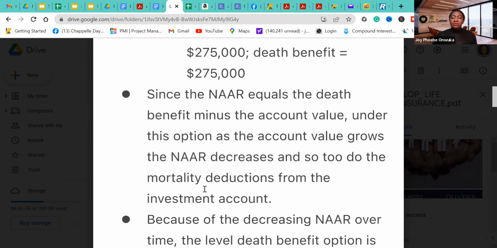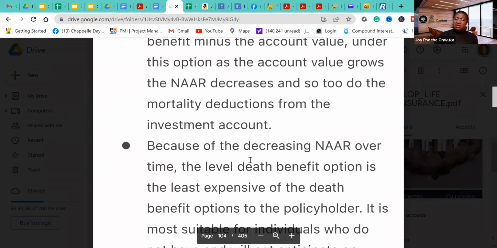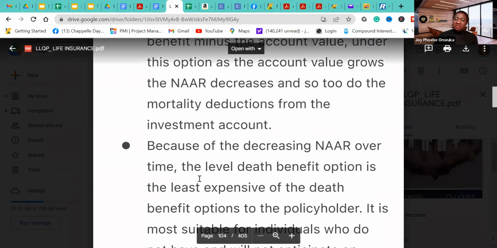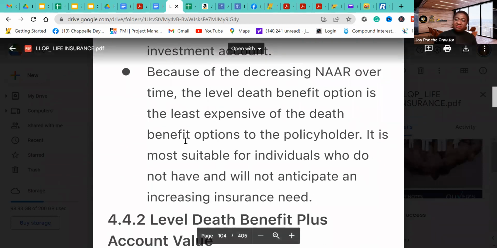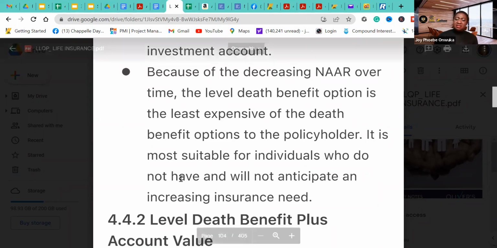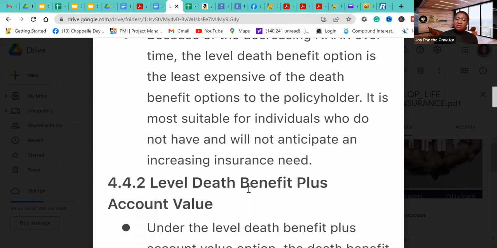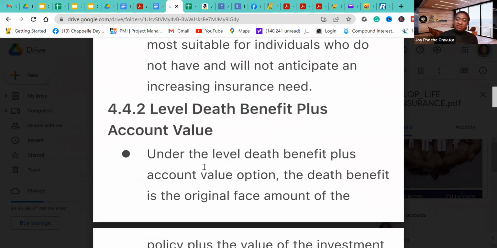Okay. All right, since the net amount at risk equals the death benefit minus the account value under this option, as the account value grows, the net amount at risk decreases. Okay, we've read this one. Because of the increasing net amount at risk over time, the level death benefit option is the least expensive of the death benefit options to the policyholder. It is most suitable for individuals who do not anticipate an increase in insurance needs.